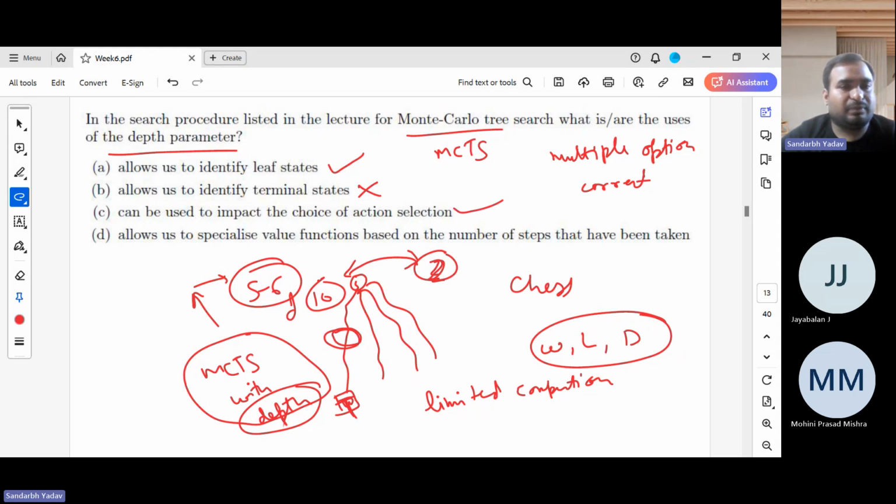And it allows us to specialize value functions based on the number of steps that we have taken. Yeah, so basically suppose we are going till d_max, and after d steps we are plugging in the value function value in that node. So it does this also. So these three options are correct. The second one is wrong. Is there any doubt in this? Okay, then I'll move to the next question.